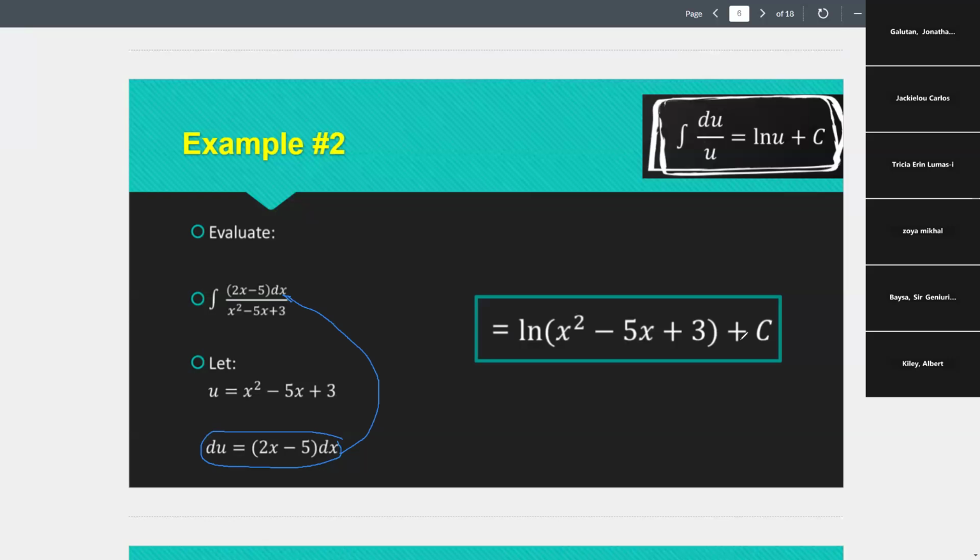So ganun lang kasimple yung number 2. So did you guys get the number 2 so far?